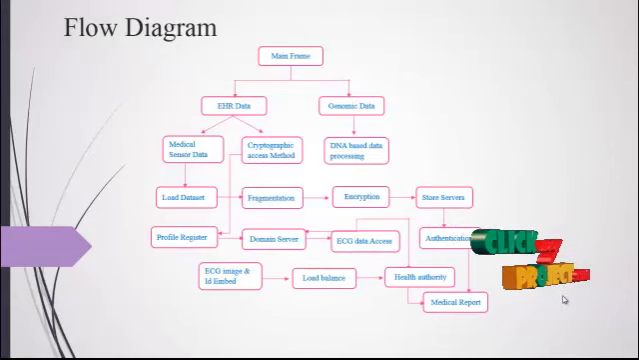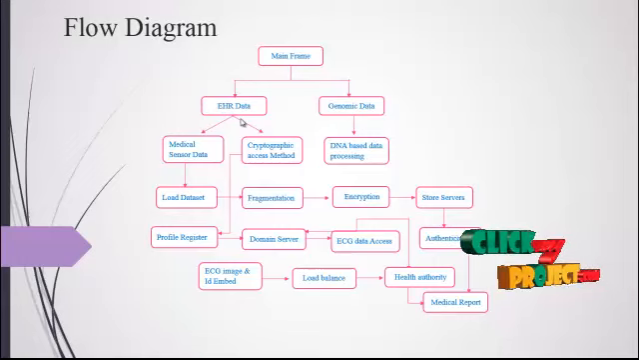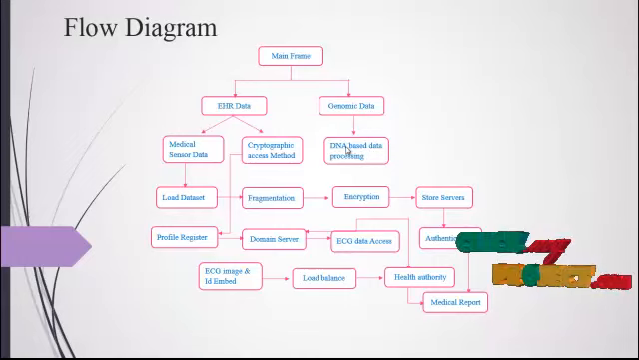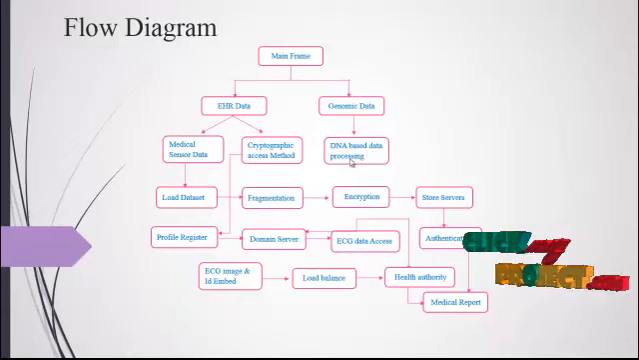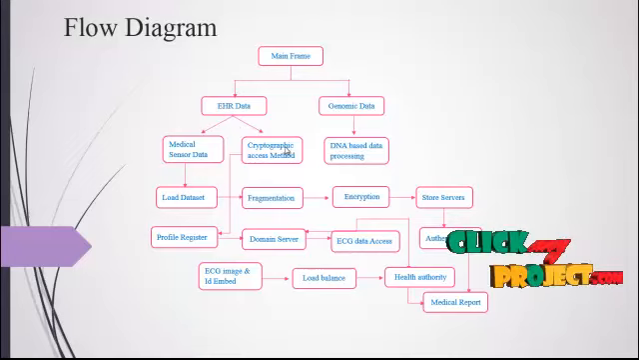Okay, this is the data flow diagram for big data privacy in biomedical research. First of all, we start with the mainframe. The mainframe is divided into two parts: one is the EHR data, the patient's electronic health records, and the other is the genomic data. Genomic data means DNA based data processing, but in this simulation we will not process the genomic data deeply. We will focus fully on EHR data.